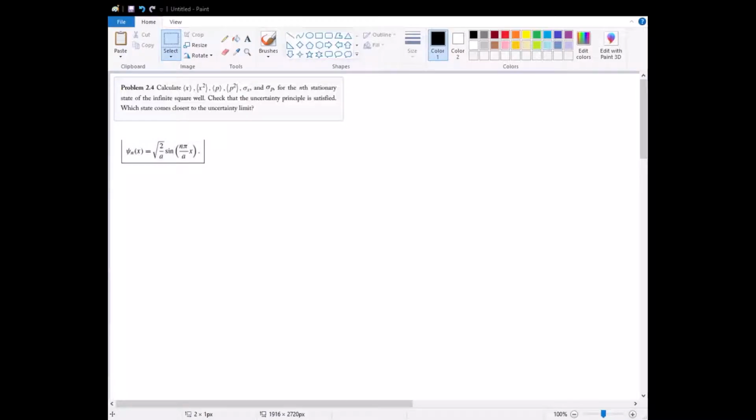I will start right away by making it known that I'm not a very big fan of this problem. Problem 2.4 wants us to calculate the expectation values of x, x squared, p squared, and the resulting standard deviations of x and p for the nth stationary state of our infinite square well. The nth stationary state being this expression, which we derived earlier in this section.